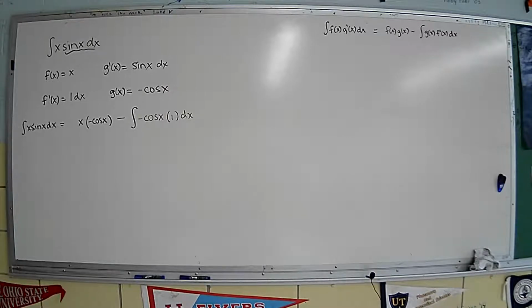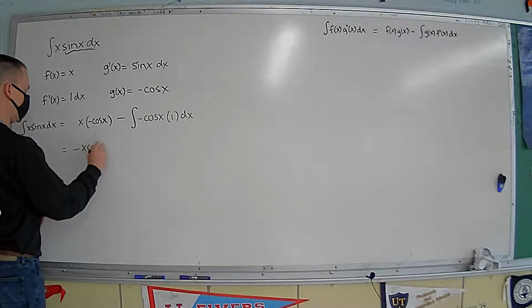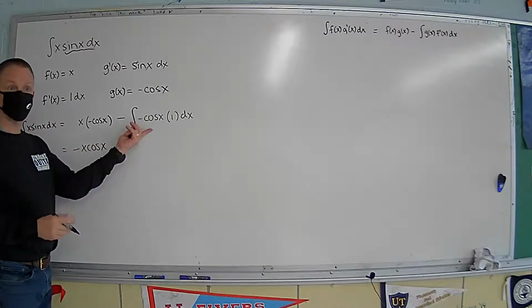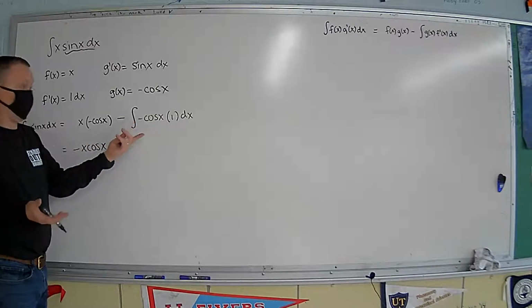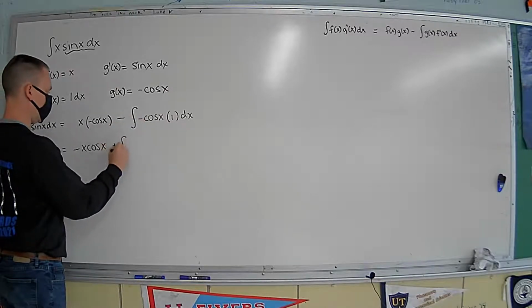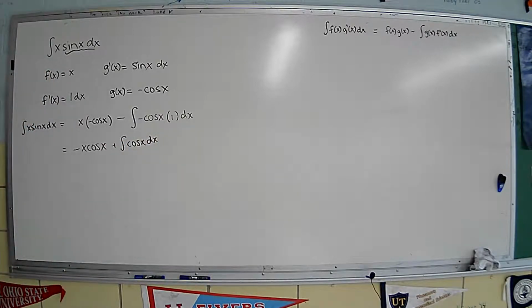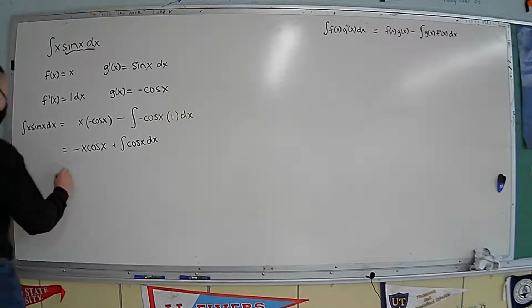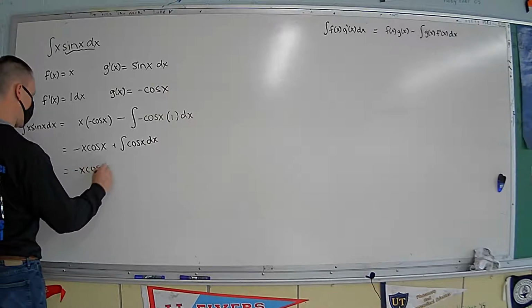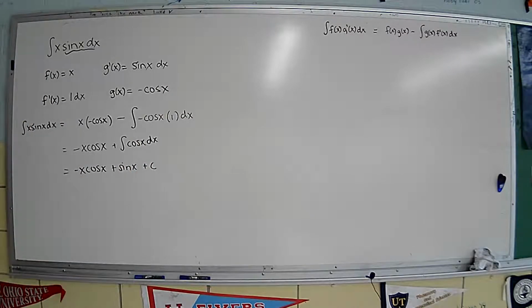And now what do we do? We have one more step. What's our next step? We just have to compute it. Hopefully it's one that you can do. So first I'm going to distribute that negative and put plus. So what's the antiderivative of cosine of x? Sine of x. And then plus C, there's our answer.